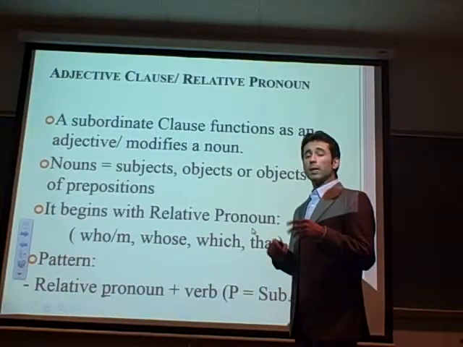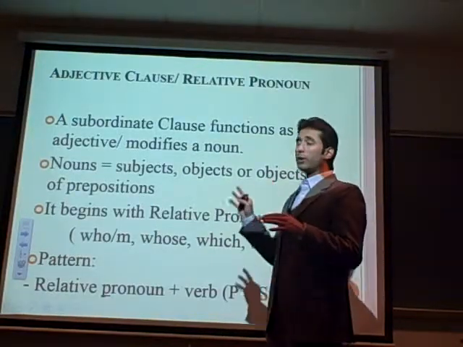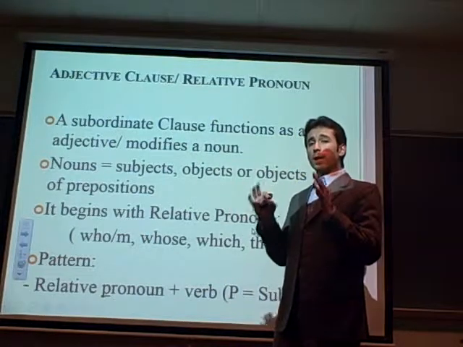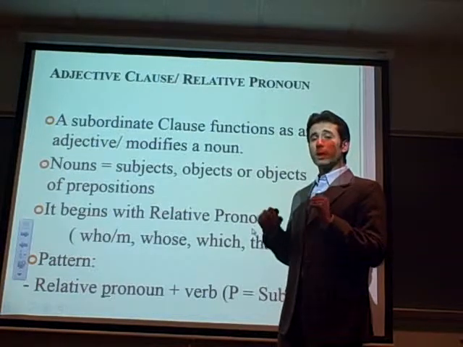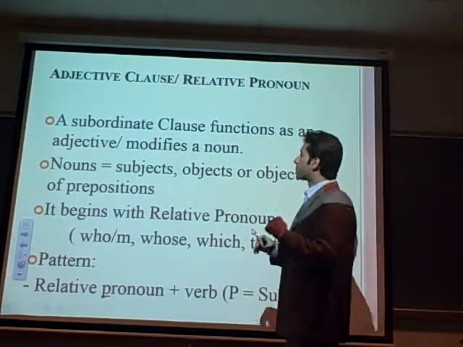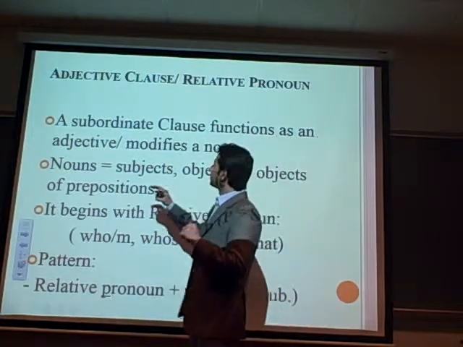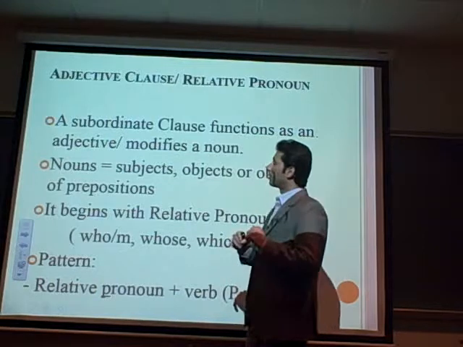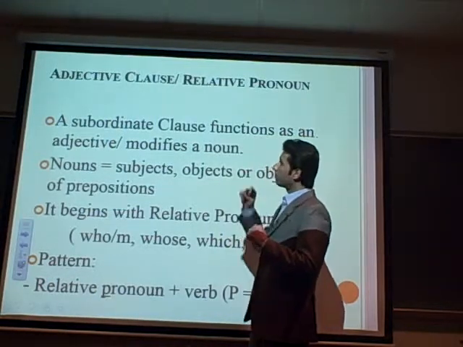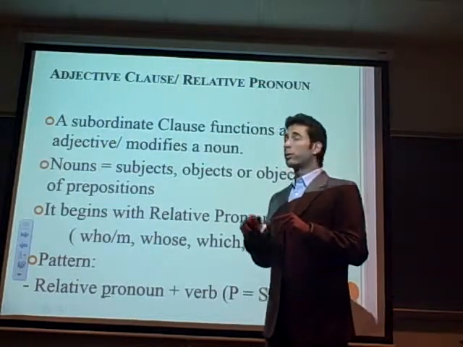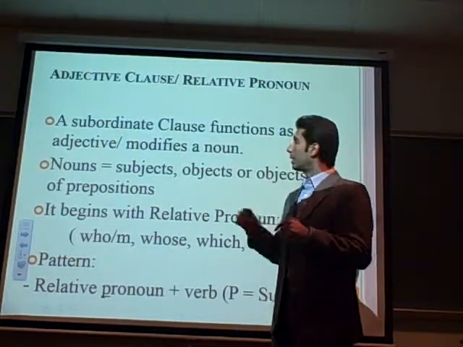As I said, it's a subordinate clause that functions as an adjective that modifies or describes a noun. So we have different types of nouns that come as subjects, objects, or objects of preposition. Back again to talk about adjective clauses that start with a relative pronoun.